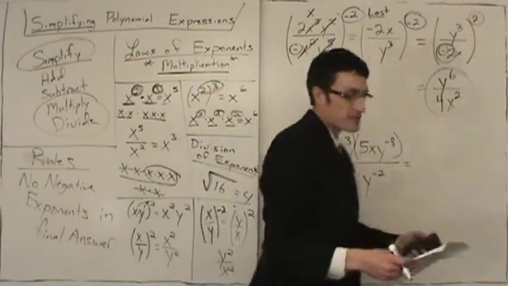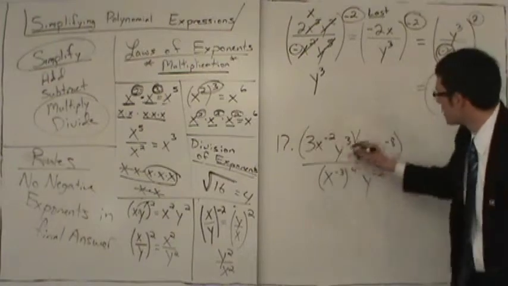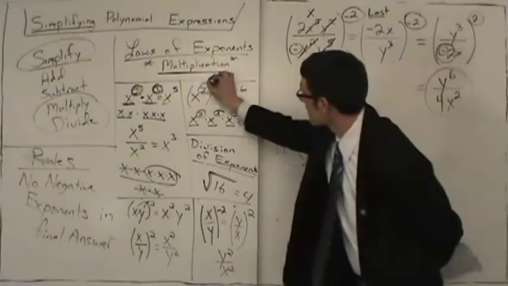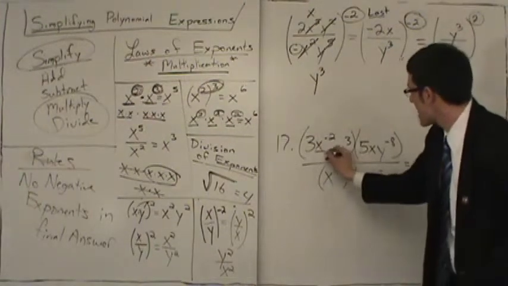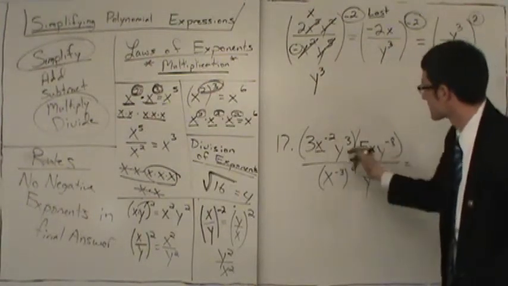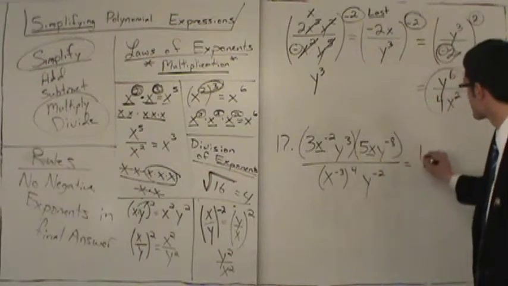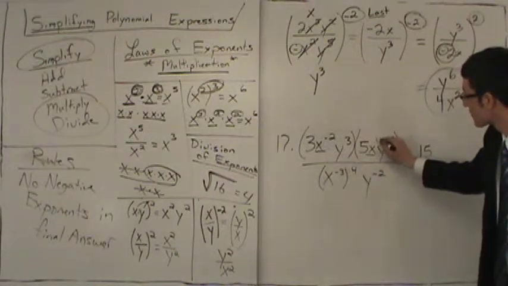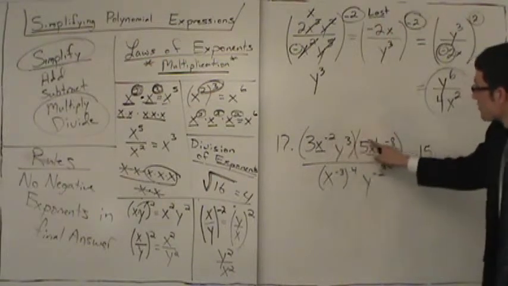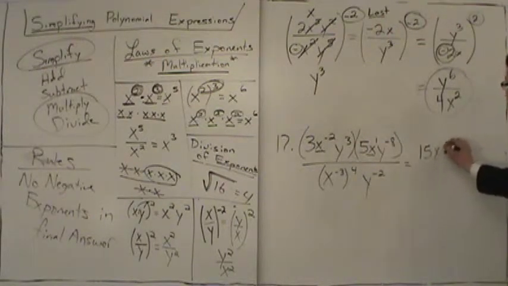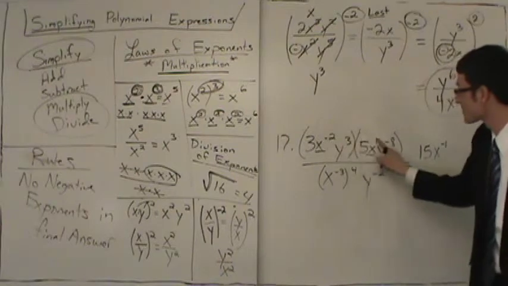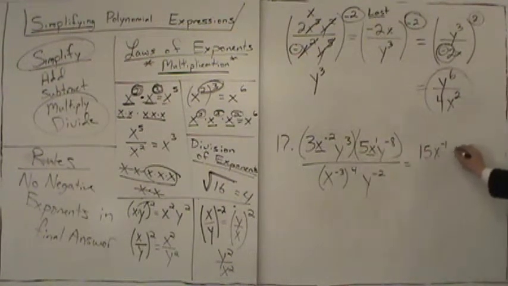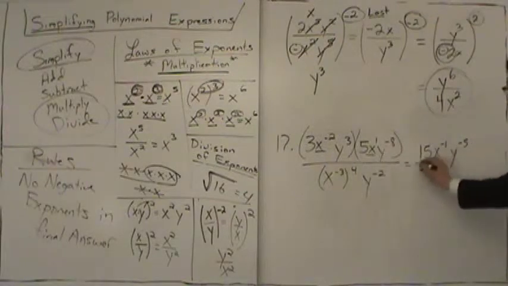Now, first we're going to start with combining what's on top. Notice there are no exponents on the outside of the parentheses, so we are not multiplying. We just have matching bases, so we're going to add our exponents. Start with our numbers. 3 times 5 gives 15. X to the negative 2 times x to the first. I'm going to put the 1 here so you can see it. Negative 2 plus 1 gives negative 1, so we get x to the negative 1 power. Remember, we're adding exponents. Y to the third, y to the negative 8, add them. 3 plus negative 8 gives y to the negative 5th.